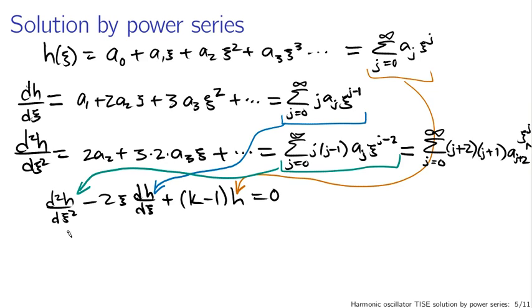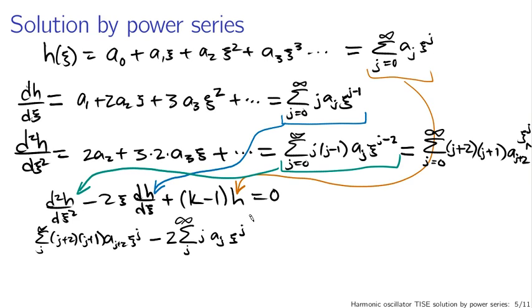So if I write out all these sums together, for the second derivative, I had a summation over j going up to infinity of j plus 2, j plus 1, a to the j plus 2, xi to the j, minus 2, and I'll distribute the xi into the sum for the first derivative now. 2 times the sum, again it's a sum over j, going up to infinity, and the inside of the sum here was j, a sub j, xi to the j, after I multiply through by xi. My final term here has a k minus 1, sorry, out front, and has a sum over j going up to infinity of just a sub j, c to the j. And this is all equal to 0.